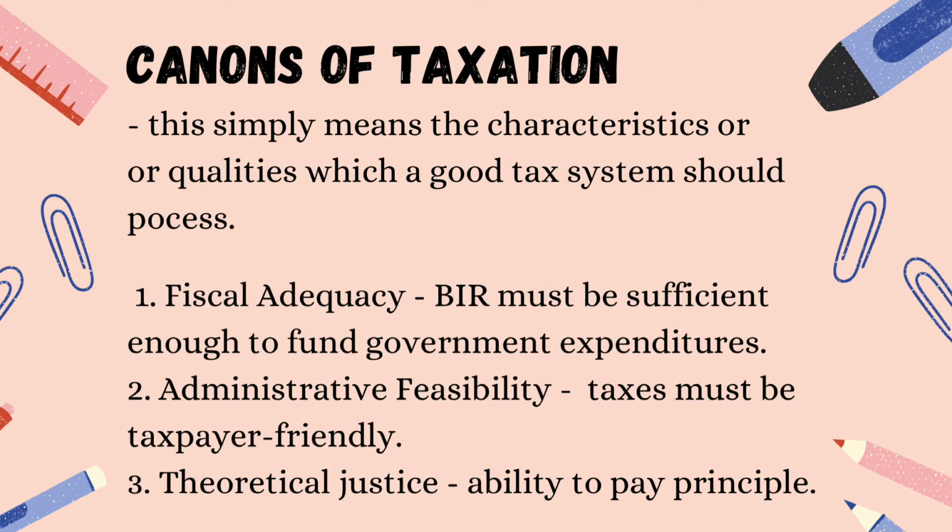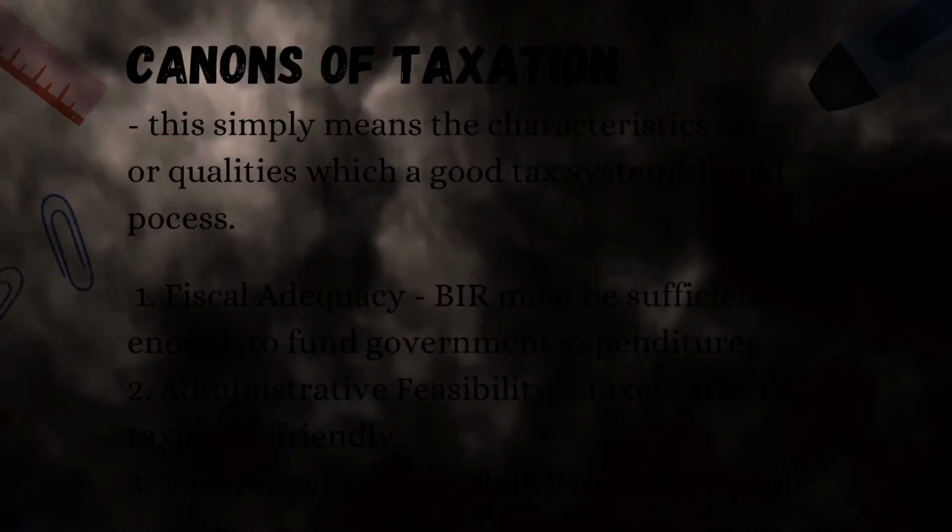So next part is canons of taxation. What does canons of taxation mean? This simply means the characteristics or qualities which a good tax system should possess. Number 1, fiscal adequacy. The BIR must collect sufficient funds for government expenditures. Number 2, administrative feasibility. We should consider that taxes must be taxpayer friendly. And number 3, theoretical justice. This means that it follows the ability to pay principle.